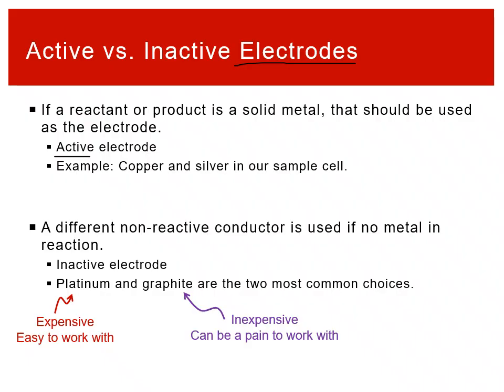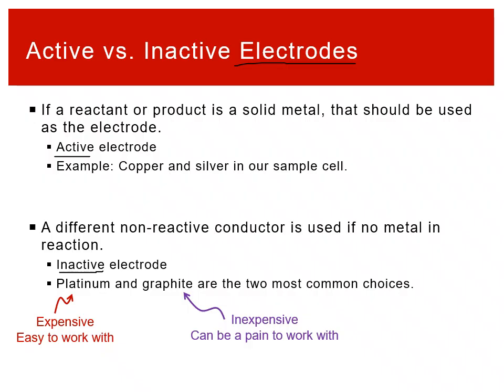If you have a half reaction where both the reactant and product are not metals, you're going to need to use something else. This would normally happen if you have, say, 2 ions. One ion is reducing or oxidizing into a different ion, so neither of those is going to be solid metal. For example, you could go from iron 3+ to iron 2+. So you would need to use what's called an inactive electrode, which just means it's not participating in the reaction. It still does need to be a metal because you want to conduct electricity. There are 2 common choices, platinum and graphite.